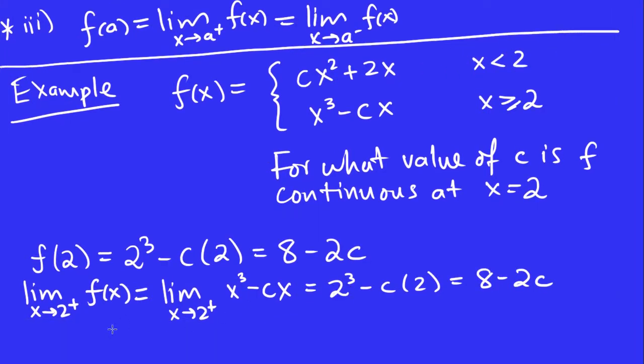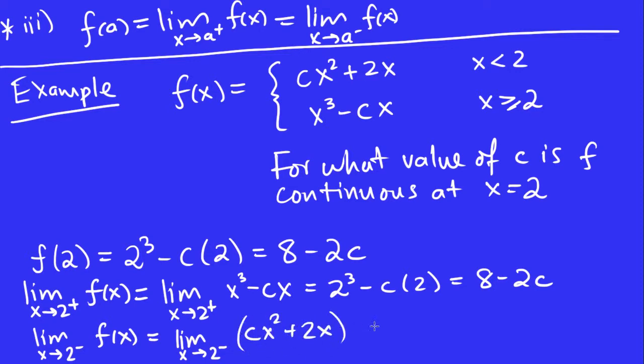Let's do the left-hand limit now. When I do the left-hand limit, x is going to be a number that's a little bit smaller than 2. And whenever x is smaller than 2, I should use this first quadratic polynomial here, to replace f of x by. So let's get rid of f of x and replace it by cx squared plus 2x. And again, this is a polynomial, so to do the limit, I just put the number in, right? 4c plus 4, right?